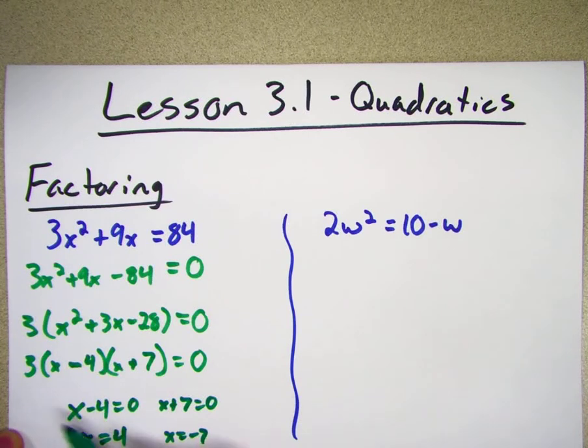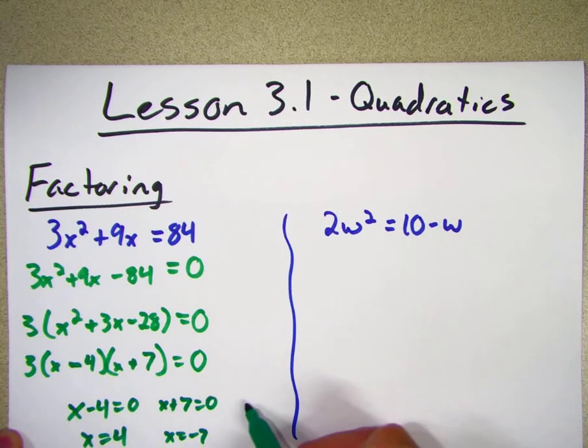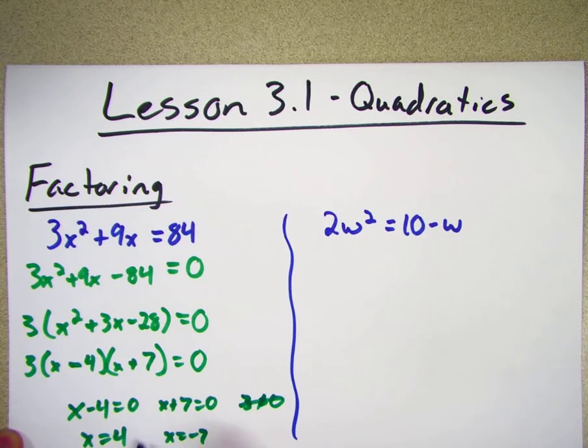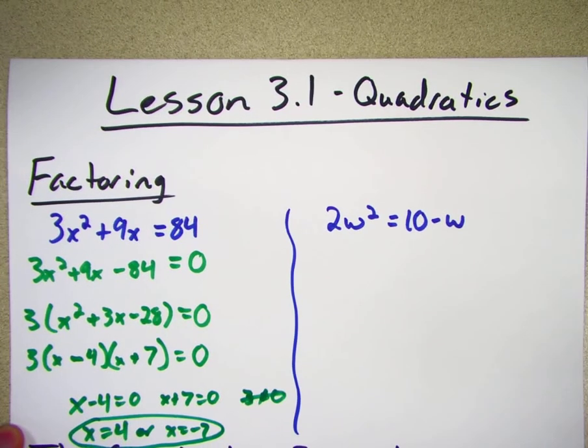And 3 doesn't do anything. It's not x minus 3 or x plus 3 or anything. It's just a 3. And if I were to write that out, it would look silly. 3 equals 0. Well, we know 3 does not equal 0, so that's not anything to consider. So our final answer then would be x equals 4, x equals 7, or negative 7, sorry.